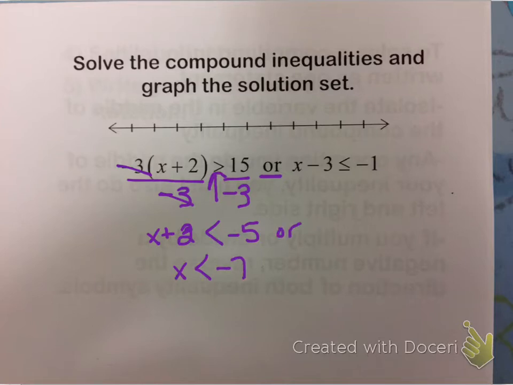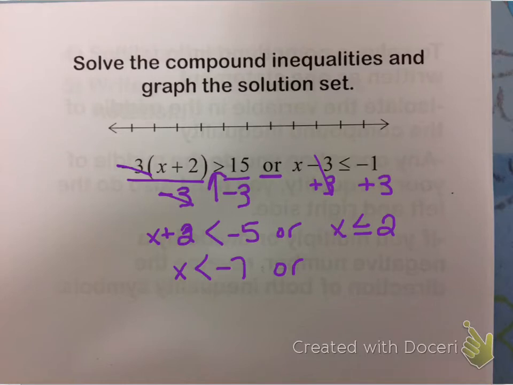Keeping in mind, of course, there's the word or in between them. And then the second inequality is even easier. I'm just going to add 3 to move it to the right side, gets rid of the 3 over here. And so x is less than or equal to 2. Okay, so what that means is that any number that makes one of those two inequalities true is a solution.